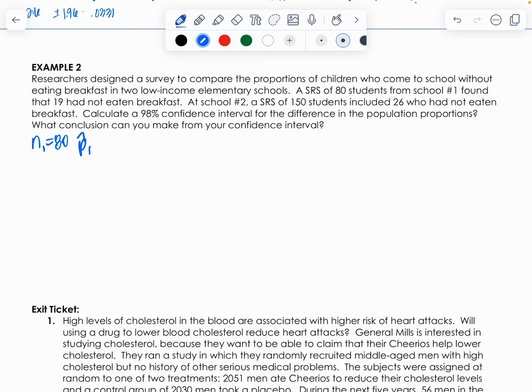So p hat 1 is 0.2375. And then our second percent, school number 2, they sampled 150 students and found 26. So 26 out of 150 is 0.1733. All right. Calculate a 98% confidence interval for the difference in the population proportions. What conclusions can you make from your confidence interval?